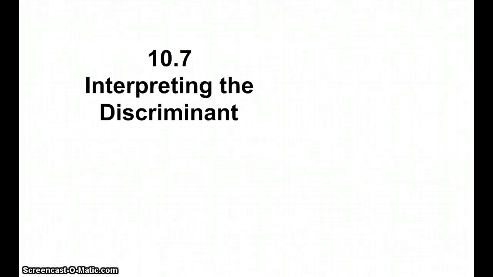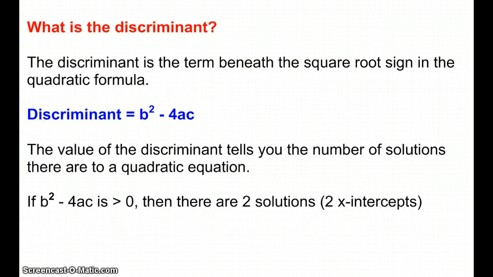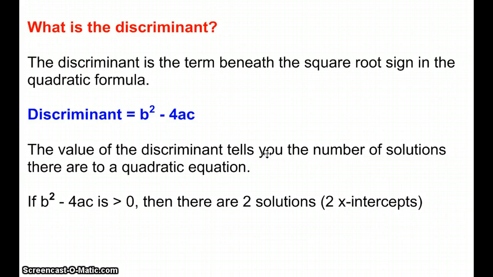This is section 10.7, interpreting the discriminant. Well, first we need to know what is the discriminant. The discriminant is the term beneath the square root sign in the quadratic formula. So if you think back, the discriminant would be equal to b squared minus 4ac. Again, it's what's underneath the square root sign.